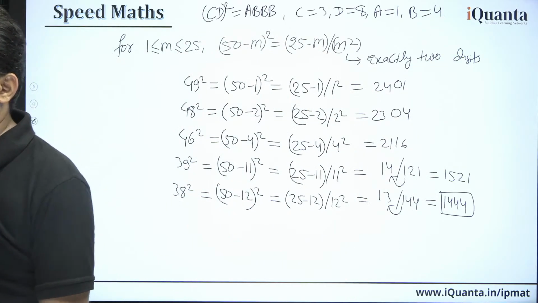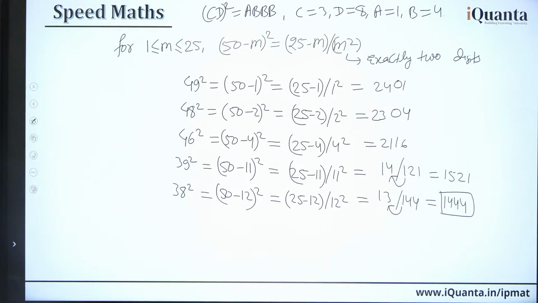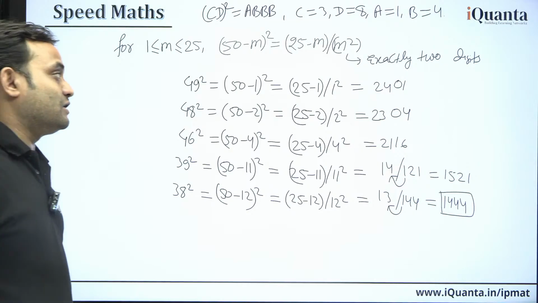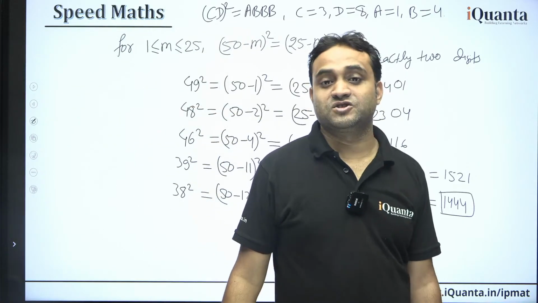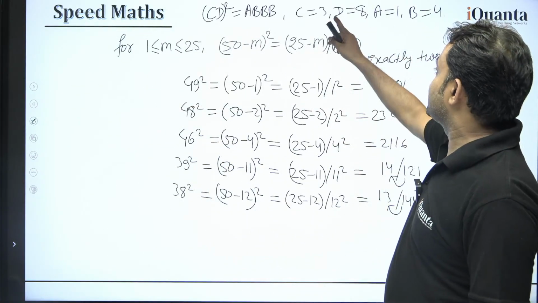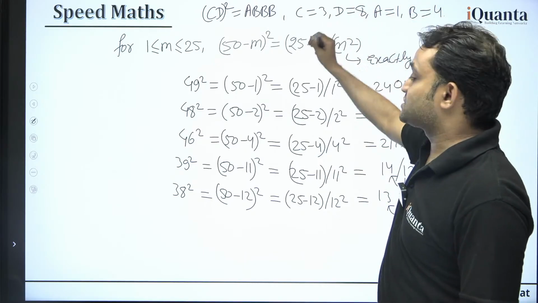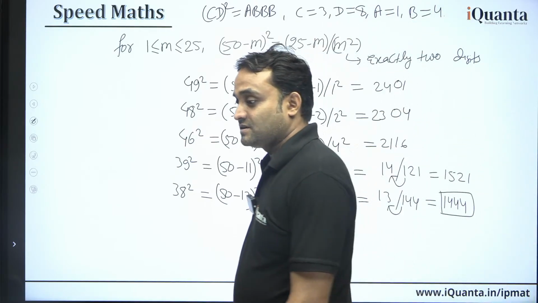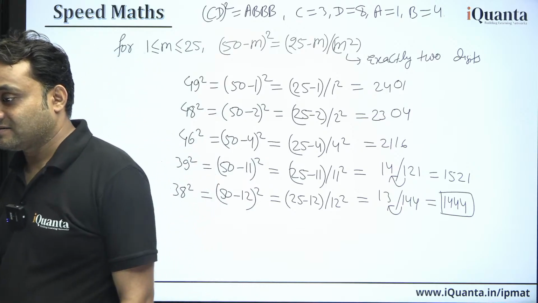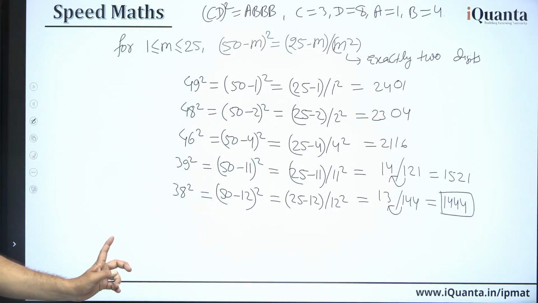This could be a really good question, that if CD square is ABBB, then what will be the value of a plus b plus c plus d? In that case, the answer will be 1 plus 4 plus 8 plus 3, which is 16, right? So remember this number.